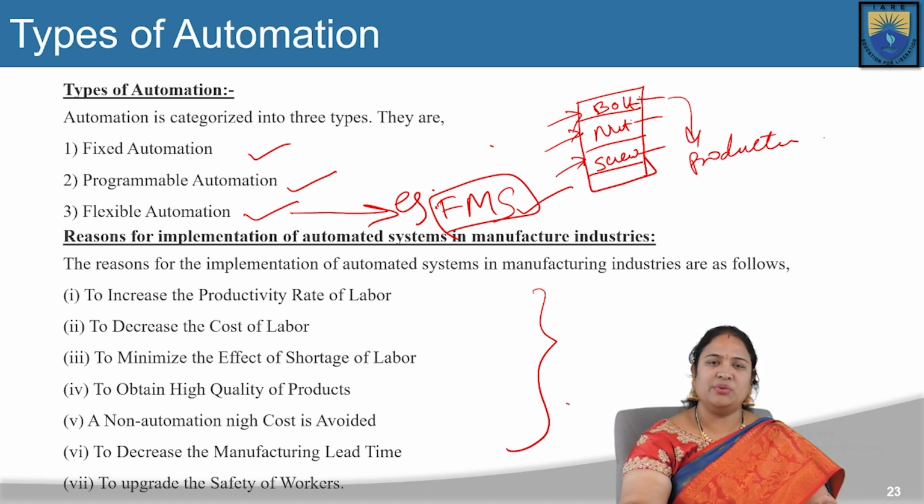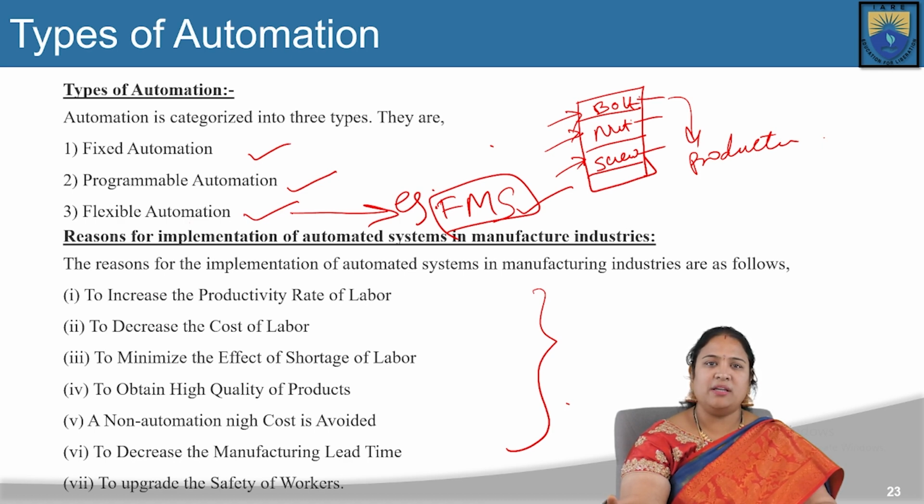The main reason to introduce this particular automation is to increase the production rate of the labor, to decrease the cost of the labor, to minimize the effect of shortage of the labor, and to obtain high quality of product. That is, when we are doing things in automation, we will have lesser effect of mistakes. So what is happening is we'll have high efficiency and high quality products as an output. So to obtain high quality of products, we will be using automation.